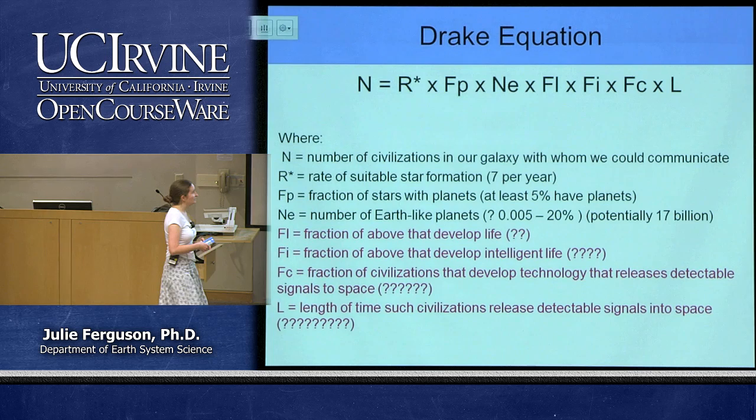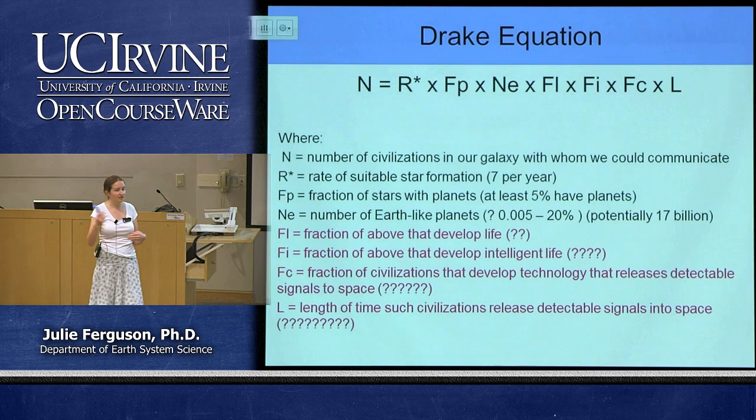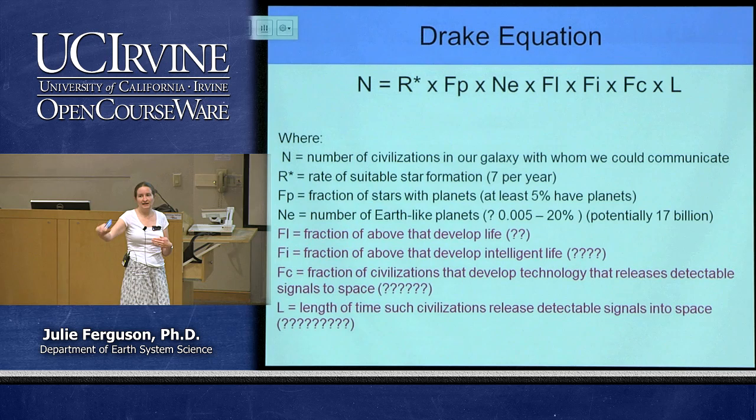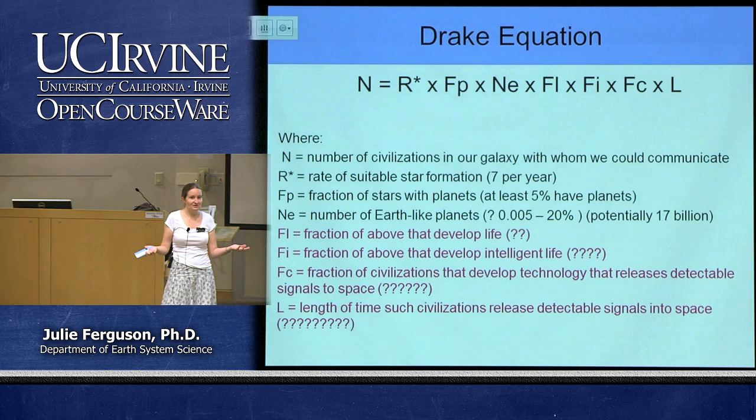Of those that develop life, how many go on to develop intelligent life? How many of them get to our stage? And how many of them develop civilizations with technology that could release detectable signals to space, like our radio waves, which are traveling out from the Earth, which would be detectable elsewhere? And then we also have to include the length of time that such civilizations exist. We're not going to be around forever. That's reality. So how long will we be around, and how long will we continue to release these signals?